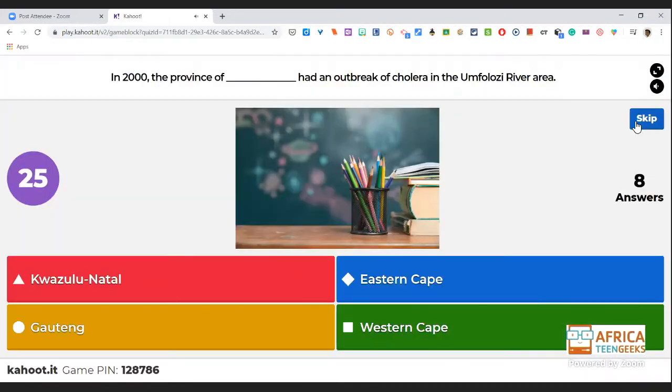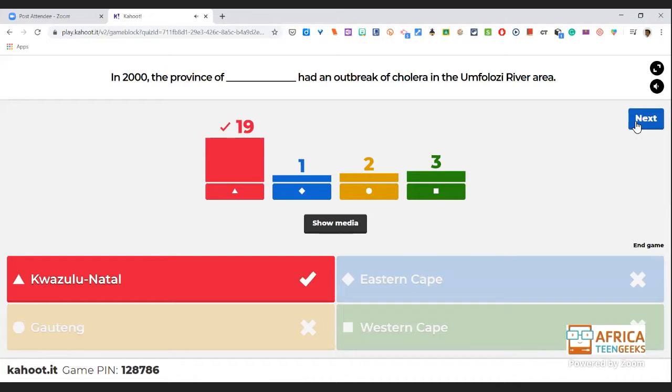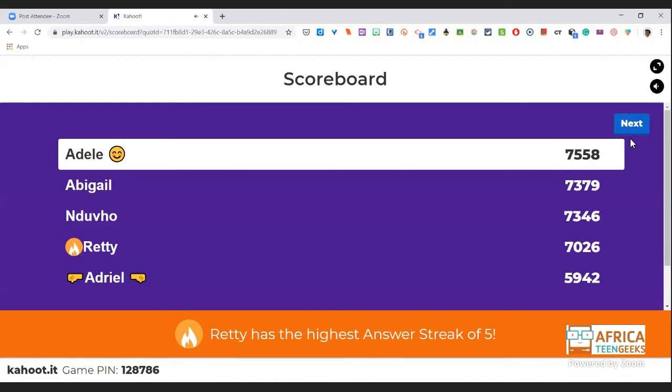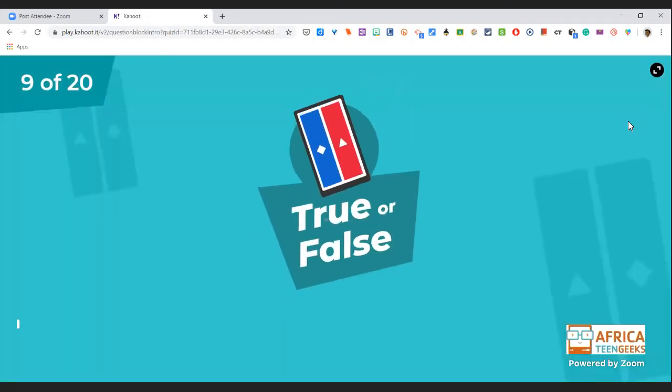Where was the outbreak of cholera? Right, in KwaZulu-Natal. KwaZulu-Natal had that outbreak of cholera on its Umfolozi River, in the Umfolozi River area. Well done. And Adele still in the lead. Well done. They always show just the top 5, but their points can change just like that. So let's see what happens.